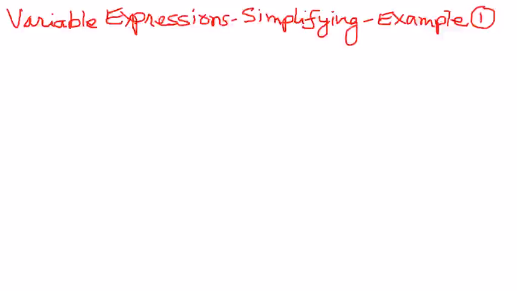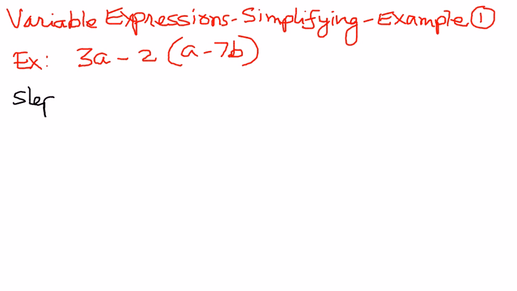Welcome to my presentation. In this presentation, we shall look at how to simplify variable expressions. Let us take an example. In this example, we want to simplify an expression of this type: 3a minus 2 times (a minus 7b). These are a bit more involved, but at the same time not that difficult to solve. So the way we want to simplify them is to write them out in these different steps.